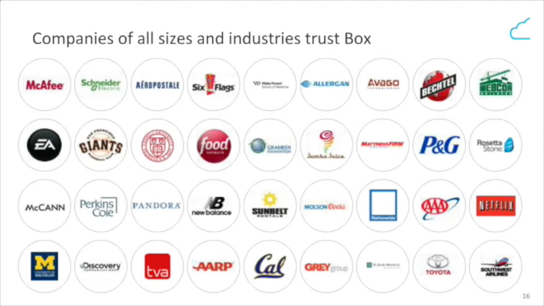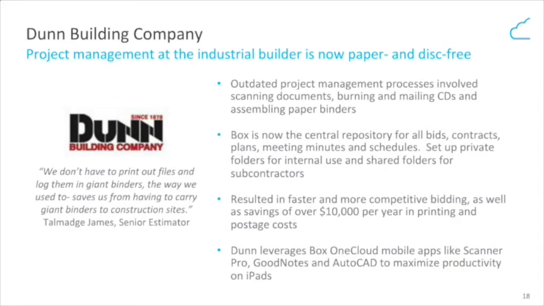The very first customer story is about Dunn Building Company, which is a construction company. Before they came to Box, they were having a lot of trouble with their project management system, because it involved scanning a whole bunch of documents, burning them onto a CD, and mailing it to their partners or people they wanted to collaborate with, and then assembling all those CDs and printing those papers out and assembling them in binders. That sounds like a really tough and rigid workflow, in my opinion, especially for project management.